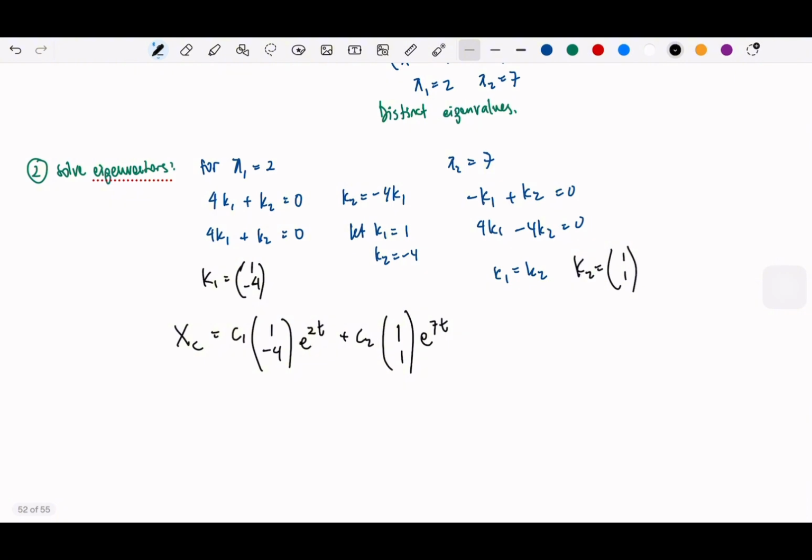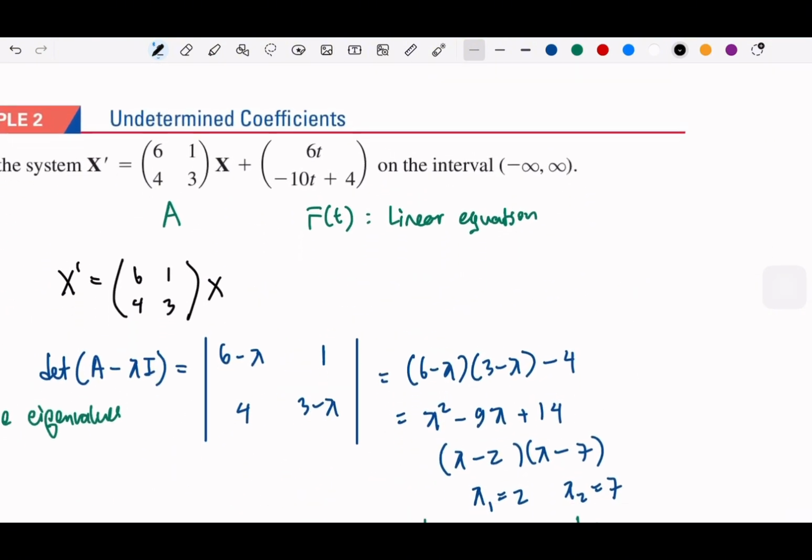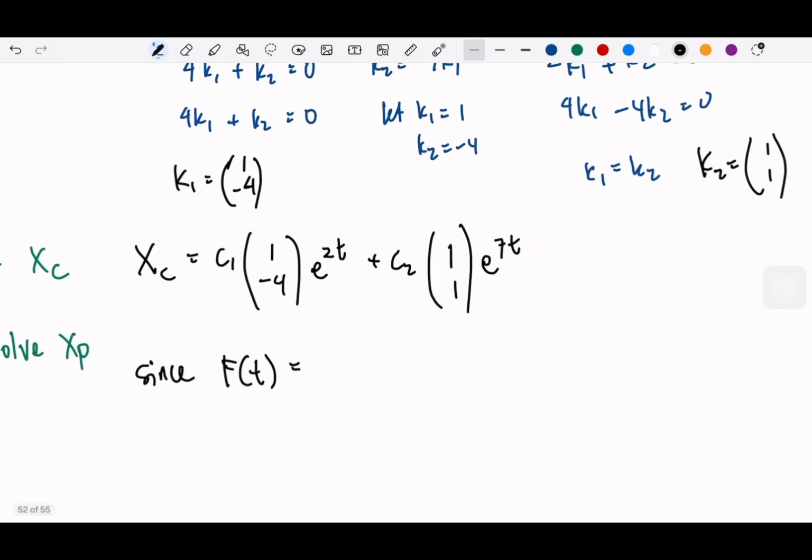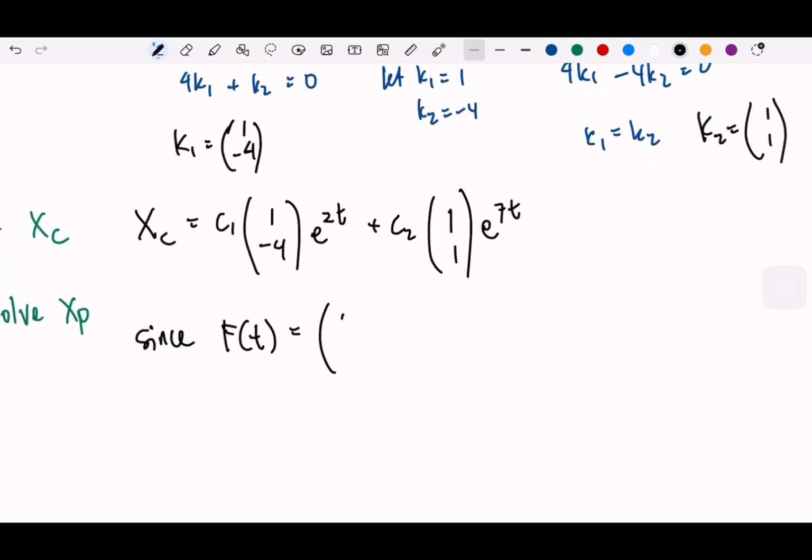So, and then, so this is, we get xc, and then for xp. Since f of t, we can split this f of t to become 2 column vectors. This will be 6, negative 10t, and then another part will be a constant, right?